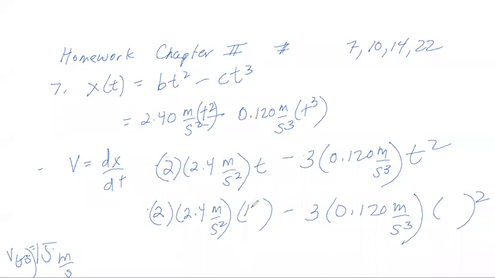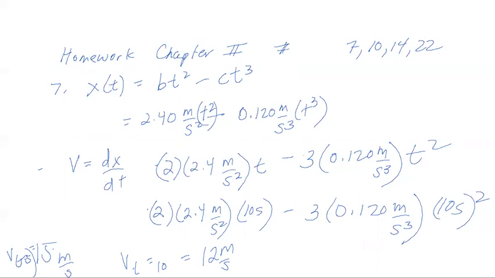I've got 10 seconds and 10 seconds. For my answer, when you do the math, you're going to get 12 meters per second. So v at t equals 10 is going to be 12 meters per second. Now, to solve for 0, I'm going to set this whole thing up to 0.